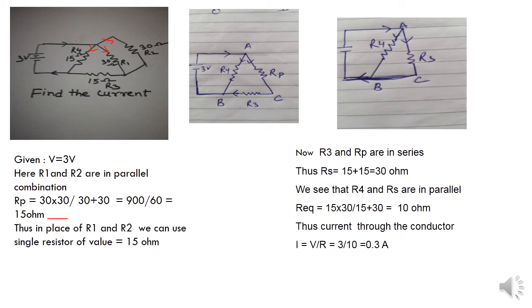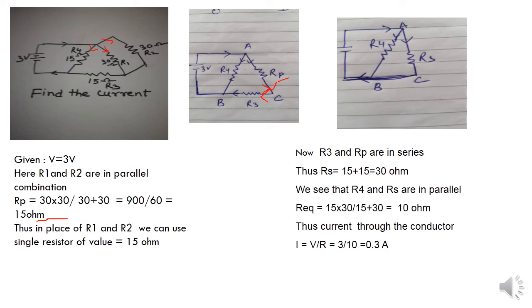Now, an equivalent resistance is a resistance which can be used in the place of other resistances. So in place of this 30 and 30 we are going to use one simple 15 ohm resistor. So the circuit becomes like this. R4 is as it is, R3 is as it is. In place of R1 and R2 we have written RP here. Now again here there is a junction and the current is dividing, but from RP to R3 there is no division of current, there are no branches. So the current flows from RP to R3.